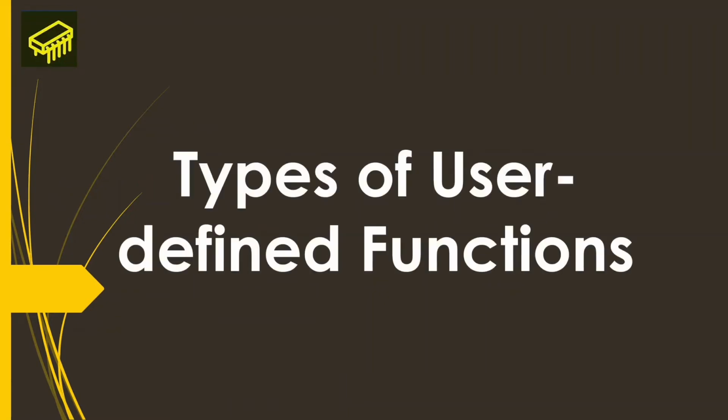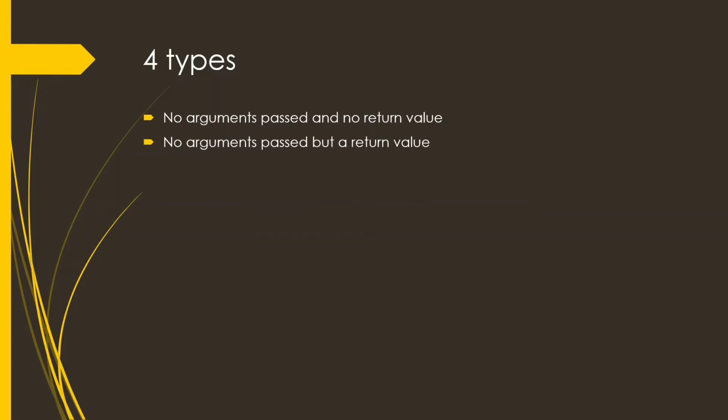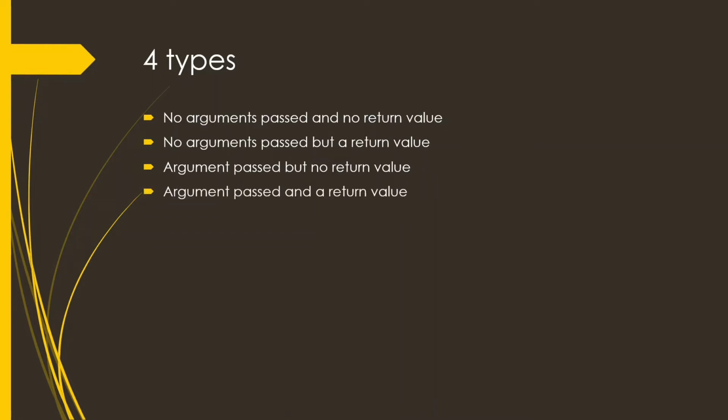In this video, we will discuss types of user-defined functions. So there are four types, namely no arguments passed and no return value, no arguments passed but there is a return value, arguments passed but there is no return value, and arguments passed and a return value. Now we will discuss all of these with the help of code.